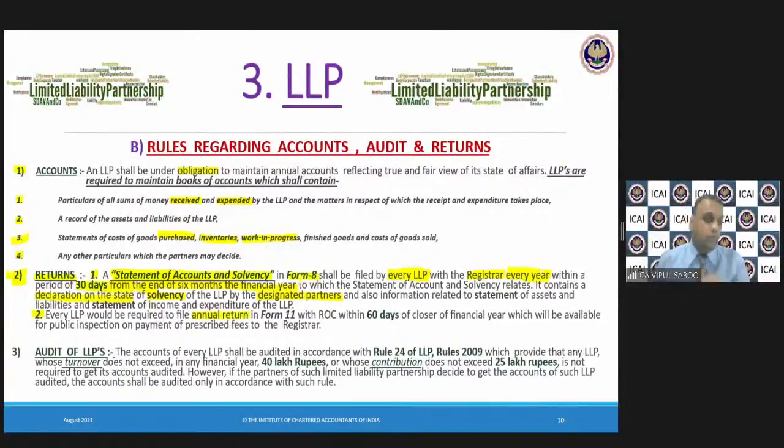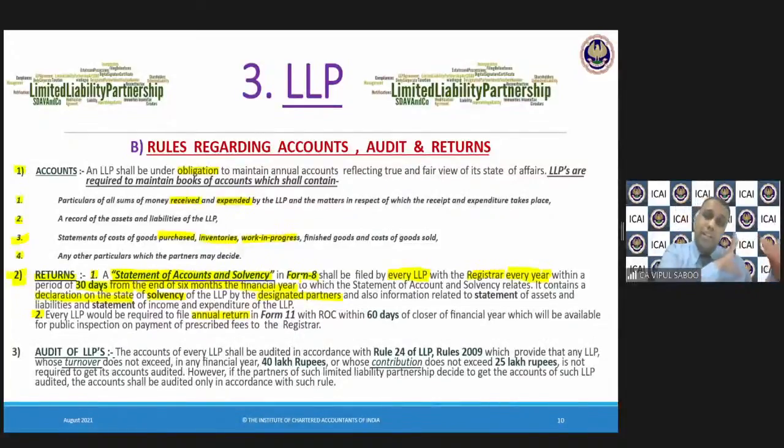So the first form, Form 8, was related to the financial statements, the financials of the LLP. Are they doing good? And the second form is an annual return. It is a compliance form. It is like a form which will ask how many meetings were held, how many designated partners are there, how many partners are there, was there a change in the partnership during the year, what was the change.